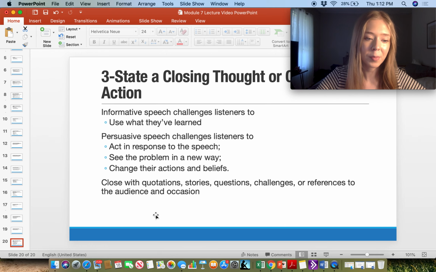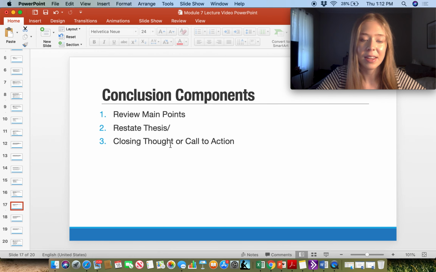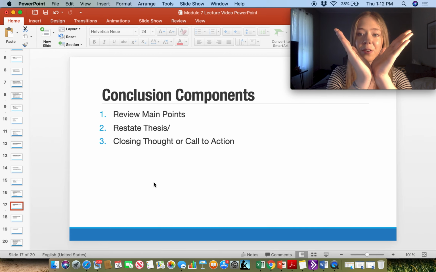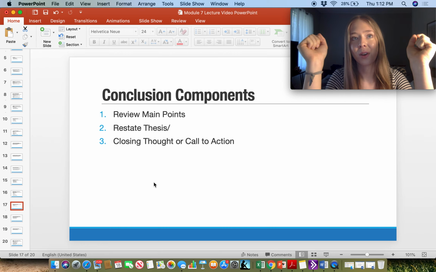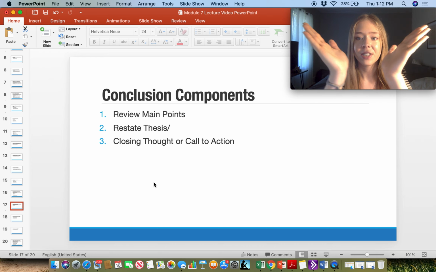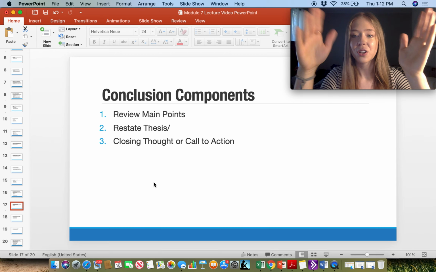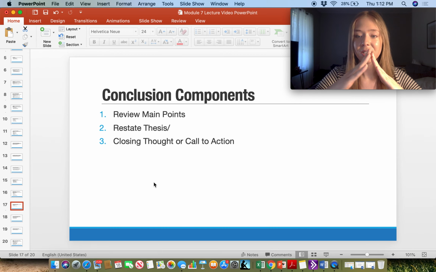So again, this needs to be in the same order every time. You'll see that on your outline template. But basically, the way I think about it is the introduction goes from general to specific. So you start with your attention getter and then move down to your thesis and to your preview of your main points. So it looks like this, and your conclusion is going to look like this. So you review your main points, then you restate your thesis, and then you get broader and have a call to action. So it looks like an hourglass is a good way to think about that.